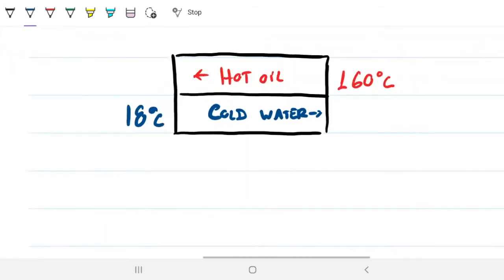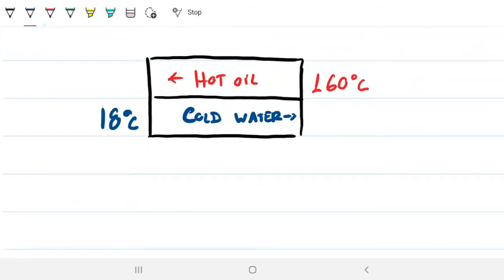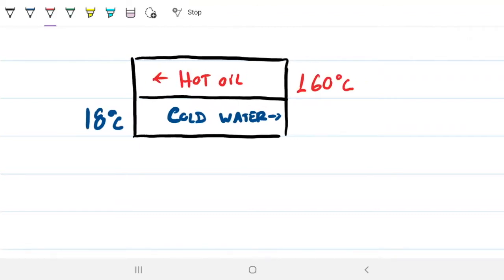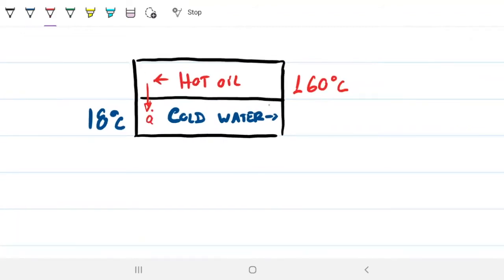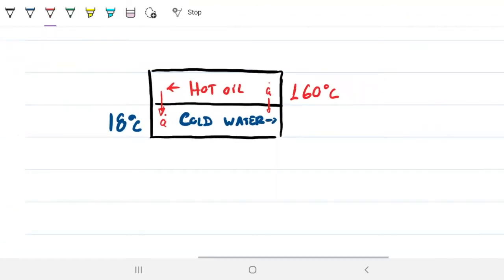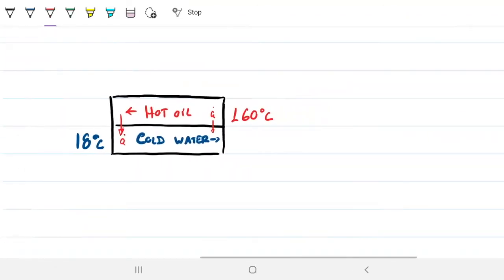Okay, which way is my Q going? From top to bottom, from bottom to top? Top to bottom. Good job. Yep, you don't think about that. We know that. Brilliant. Okay, what else? We know the mass flow rate of each.